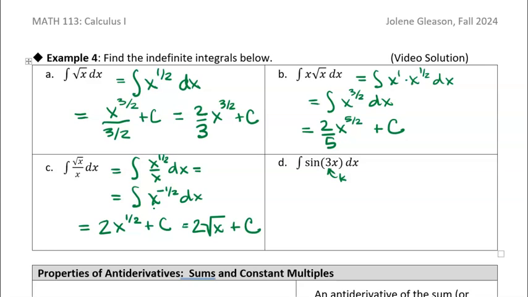And so what do we get? Remember, take the antiderivative of sine, you get a negative cosine of 3x, and then we have to divide that. So we're going to get negative 1/3 cosine of 3x. And then plus the c, right? Okay.